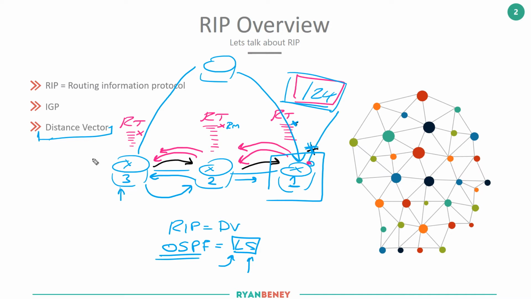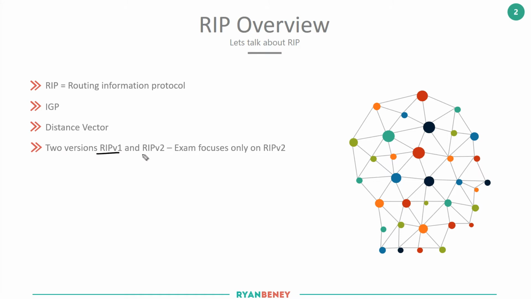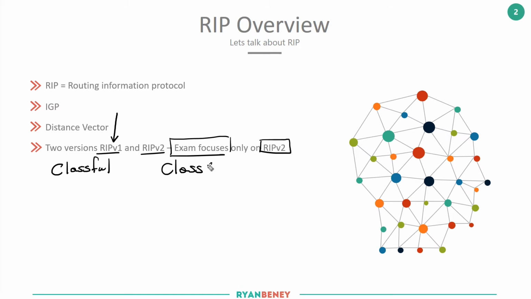We need to know that it's an IGP. We need to know a bunch of information about how to configure, verify, and do some basic troubleshooting. So there are two versions of RIP. There is version 1 and version 2. Now the exam only focuses on version 2. Now just so you know, version 1 was a classful version of RIP, whereas version 2 is classless.